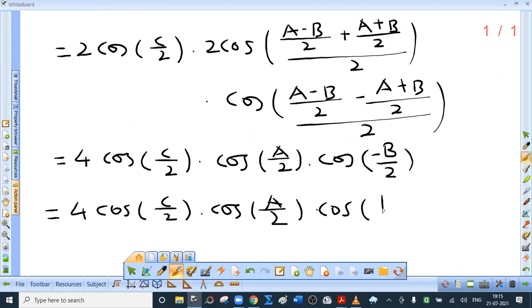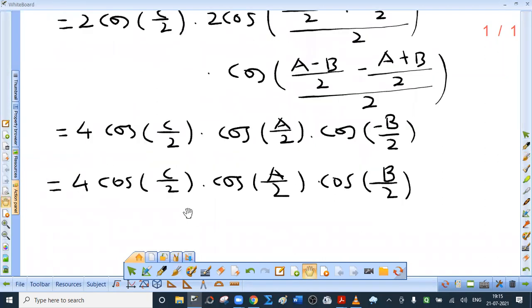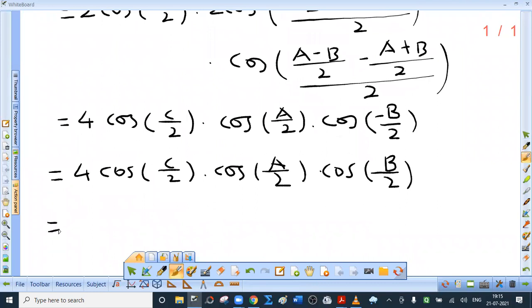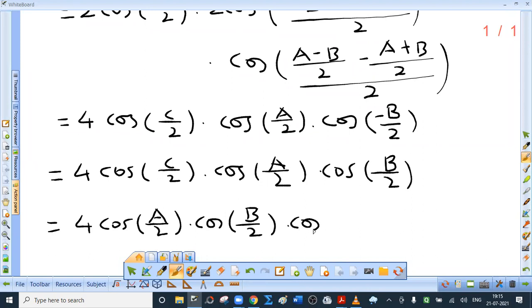You have to mention what? Cos of minus theta is cos theta. So this is nothing but 4, rearrange the terms as per requirement: cos A by 2, cos B by 2, cos C by 2, which is nothing but right hand side.